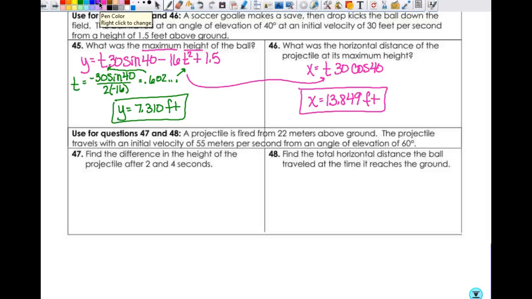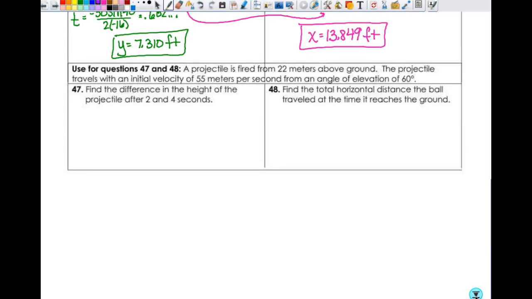All right, so we have a projectile fired from 22 meters above ground. The projectile has traveled with an initial velocity of 55, so we're at meters per second now, which means 9.8 is your gravitational constant. So it says find the difference in the height of the projectile after 2 and 4 seconds. So I need two different equations. My y1 is going to be 2 times 55 times the sine of 60 minus half of that 9.8, which is 4.9, times 2 squared plus 22.